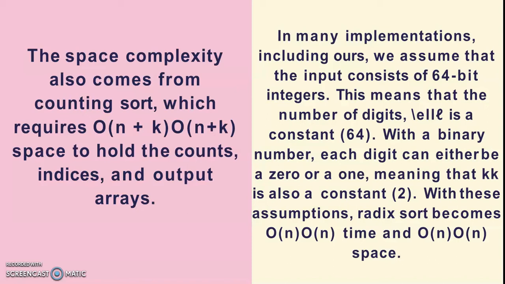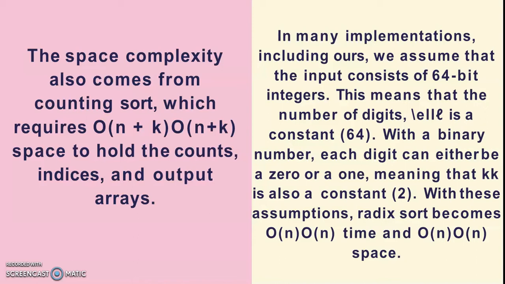In many implementations, including ours, we assume that the input consists of 64-bit integers, which means that the number of digits L is a constant, as it is a binary number. Each digit can either be a 0 or 1, meaning that k is also a constant.